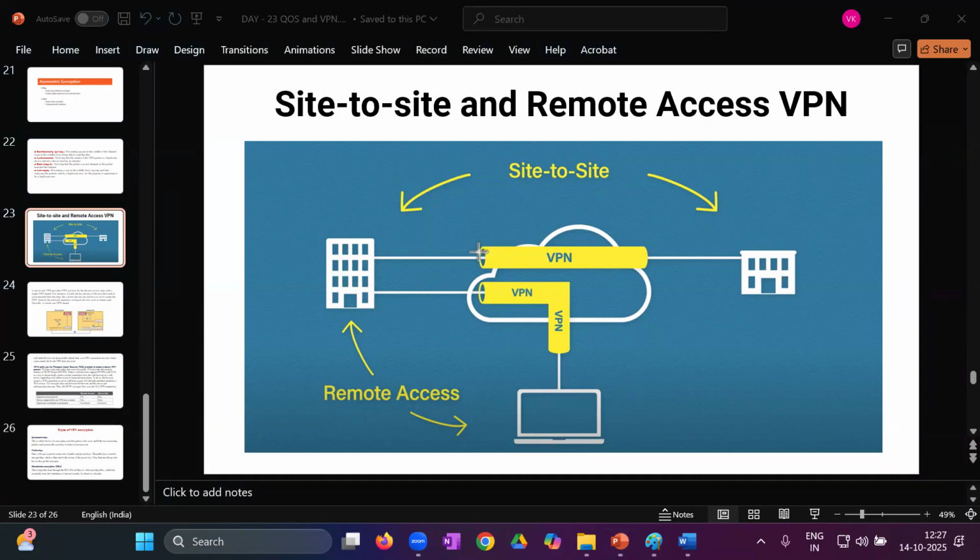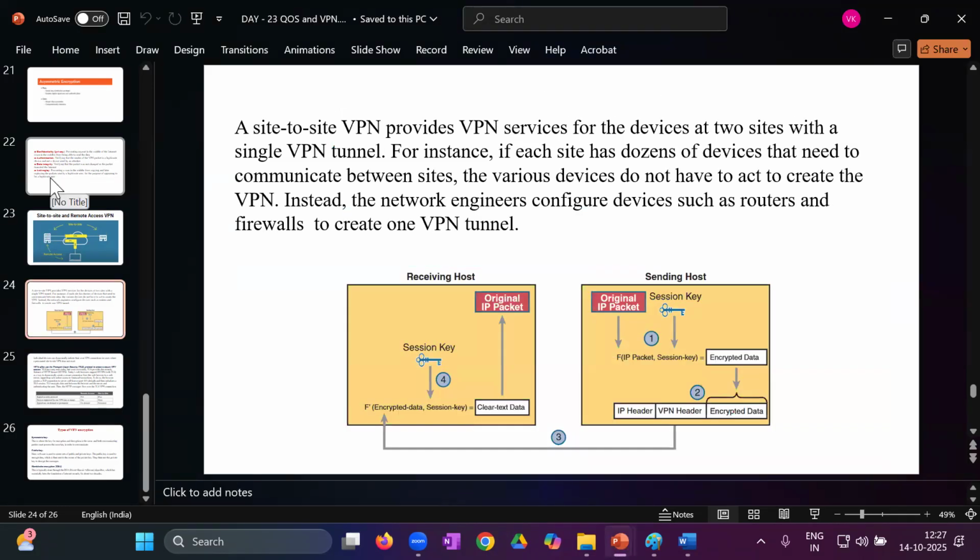So this is the combination of both site-to-site and remote access VPN, where between them one VPN tunnel will be created. How to create this VPN tunnel? Using IPsec. Okay. So it is explaining all this, which we have already discussed. What is site-to-site VPN and what is remote access VPN?